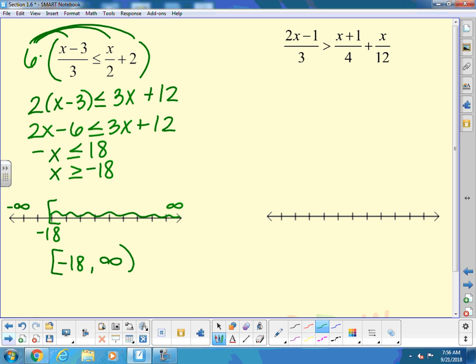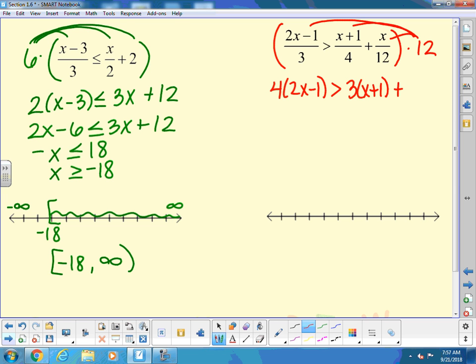All right, let's do the next one together. A lot of fractions in this one again. I have a 3, a 4, and a 12. What is the least common denominator? 12. So I'm going to multiply the whole equation by 12. Distribute all the way through into every term. First one, I have a 12 over 3 that reduces to 4, and then I still have 2x minus 1 greater than. 12 over 4 reduces to 3, and then I have an x plus 1. 12 over 12 just cancel, and leave me with an x.